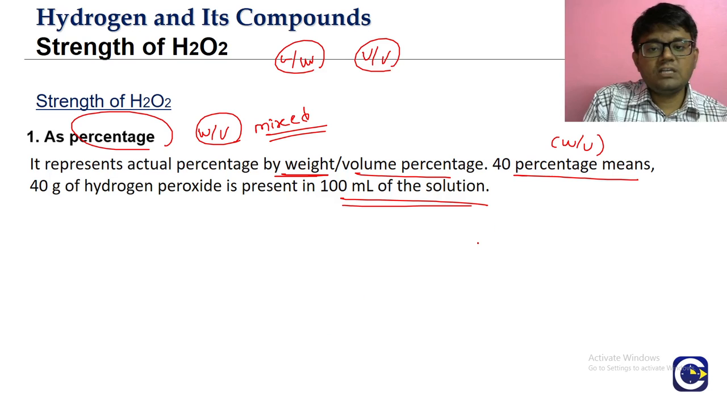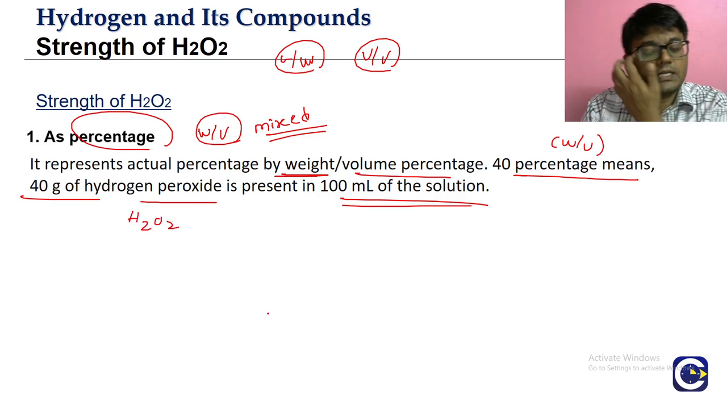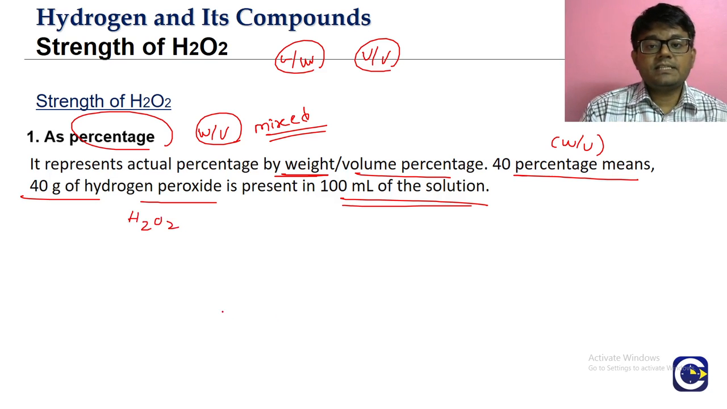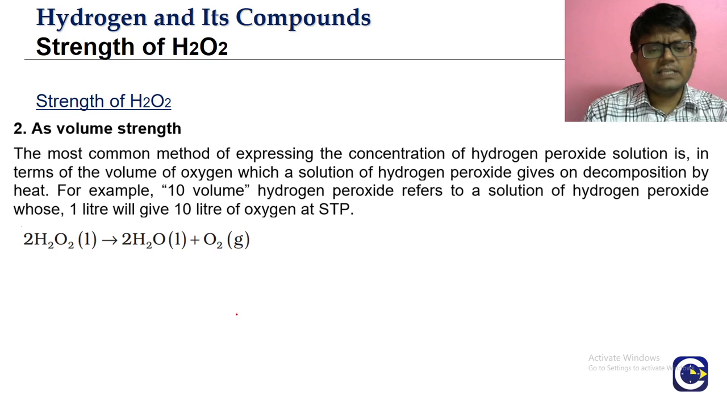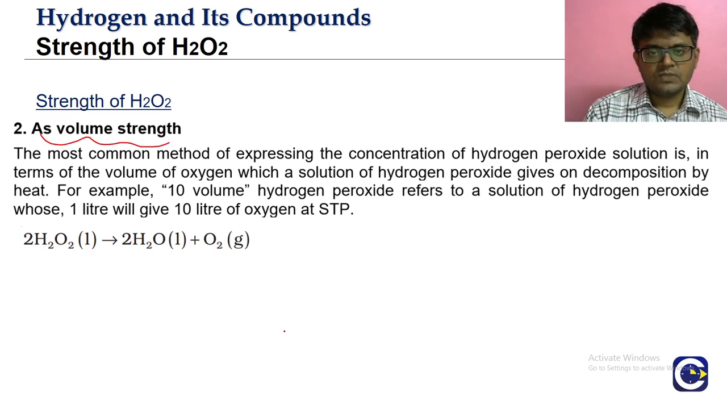So if you say 40% weight by volume, you take 100 ml of that solution, and it will contain 40 grams of hydrogen peroxide or H2O2. This is what we call the percentage weight by volume of the H2O2 solution. This is one way of defining the strength of H2O2 solutions. The other way is by using the method of volume strength.